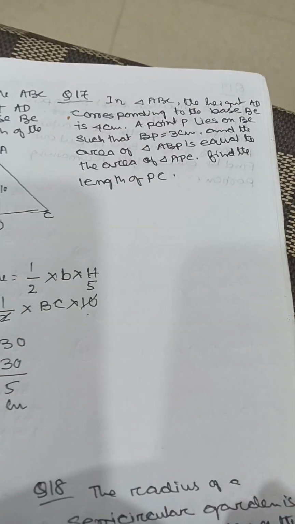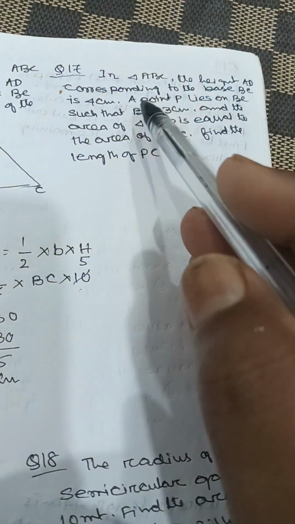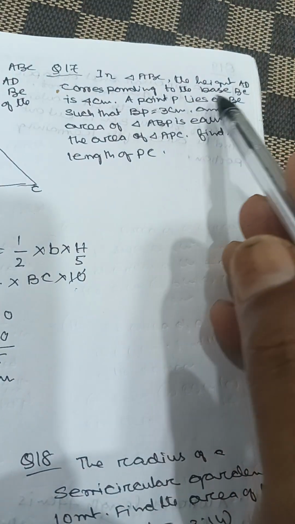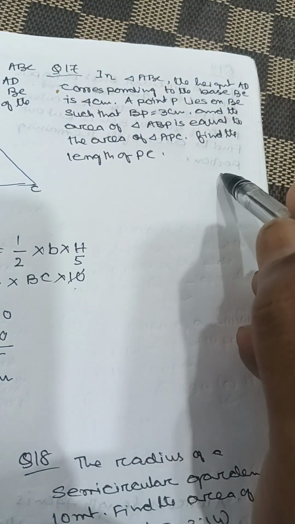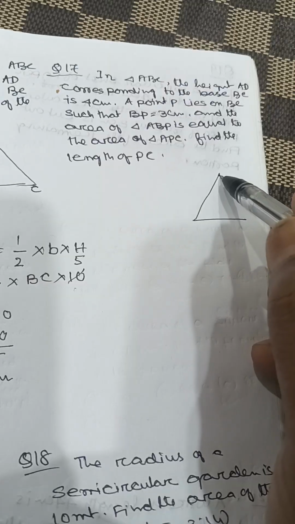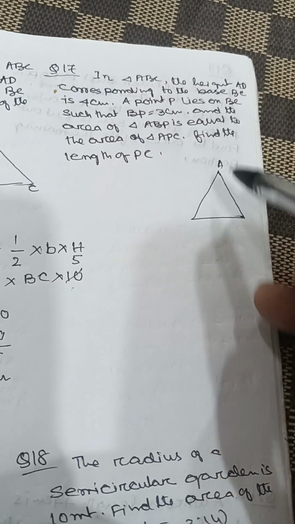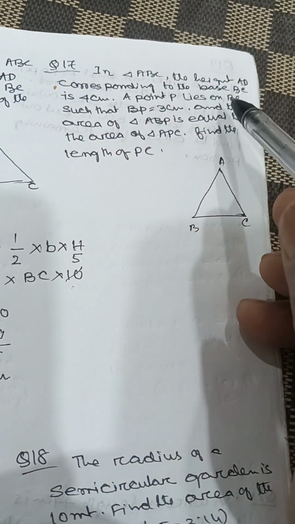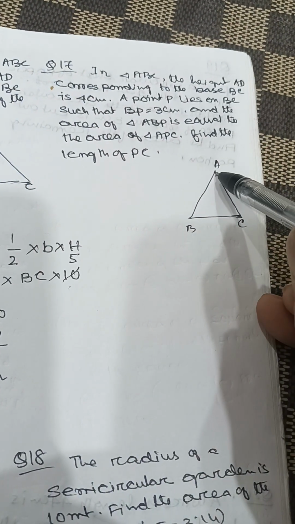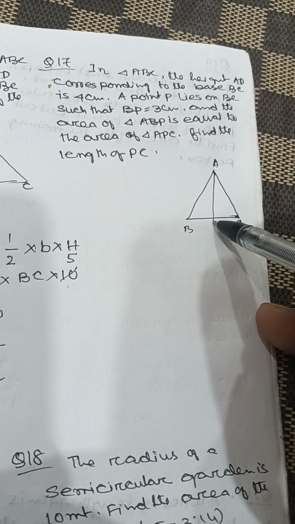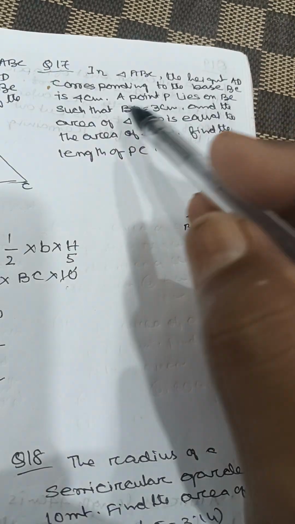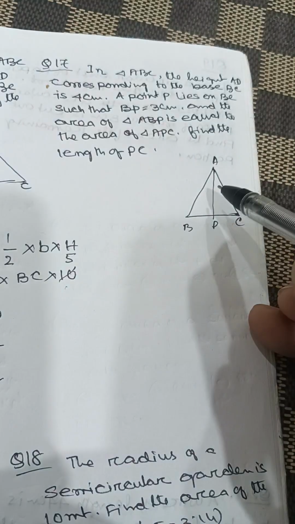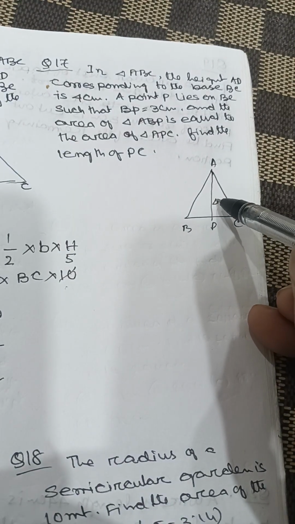Now you see question number 17. In this question it is given in triangle ABC the height AD. You see I am drawing the triangle here. ABC is the triangle given. Height AD is the height with respect to base BC. BC is also written here. Its length is 4, height is 4.